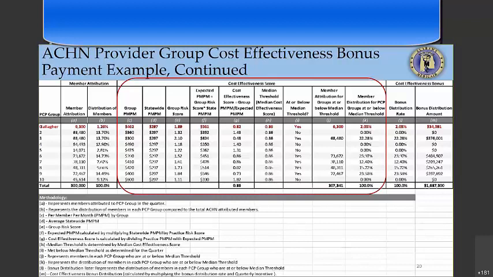Going to column J, we then recalculate our member attribution for these groups that have met the threshold. So this recalculation shows you how we now have the 307,000 attributed members for qualifying groups.